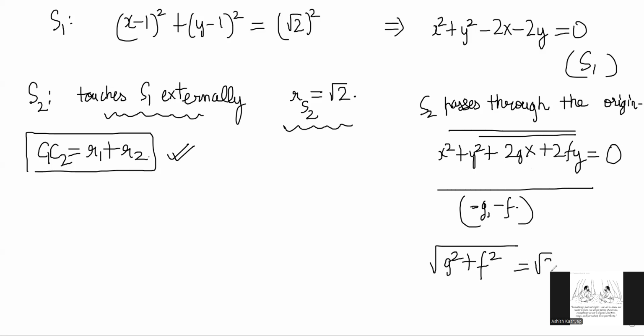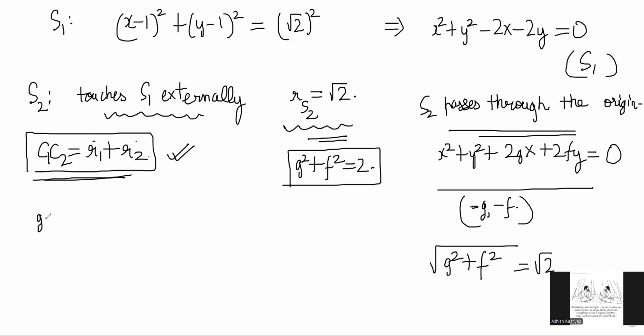And that is supposed to be root 2, right? Because we know this. We get g square plus f square is equal to 2. That is one condition. And this condition is C1, C2 is R1 plus R2. R1 and R2 are both equal to root 2. So the right hand side here is 2 root 2.